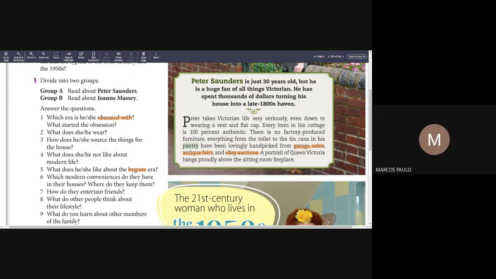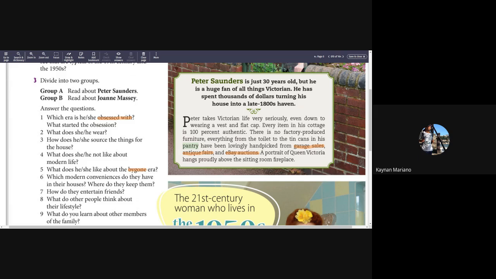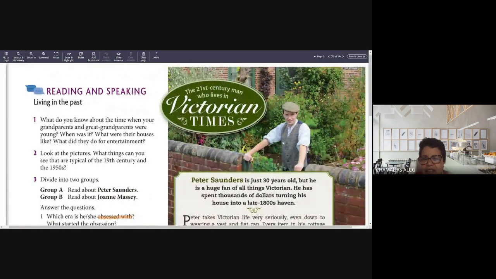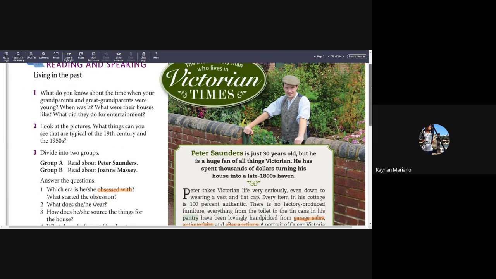He wears everything in cottage. He wears a flat cap. A vest. What is the vest? A vest is this. Look. This is a vest. Okay. So he wears everything that is from Victoria's age. The Victorian age.